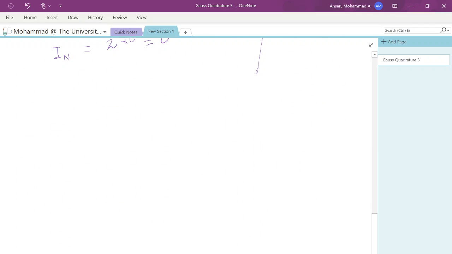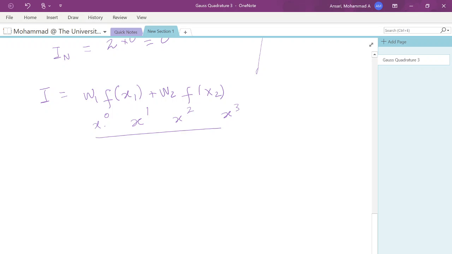If I take two quadrature points, then your I could be approximated as w1 f of x1 plus w2 f of x2. Now there are four unknowns. If there are four unknowns, then you can basically satisfy this for x to the power 0, x to the 1, x to the power 2 and x to the power 3. So you start with the same premise. You take x to the power 0, find the exact solutions from here, and find the approximate solutions from here. Once you do that, you will end up with four equations in four unknowns, and you will be able to solve them. In this case it will turn out, I am leaving it as an exercise for you, that w1 and w2 equal 1, x1 equals minus 1 by root 3, and x2 equals 1 by root 3.